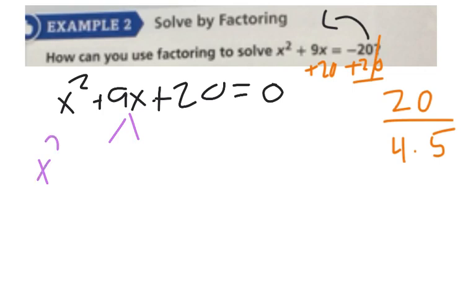So now what, Charlie? Now you're going to plug them in. 4 and 5. Yep, instead of saying 9x, we say 4x and 5x. Wait, hang on. If you do the other way, that's fine. You can still get the same answer.